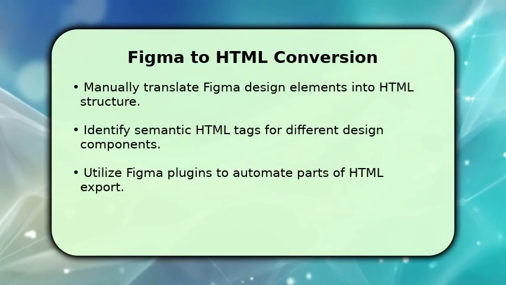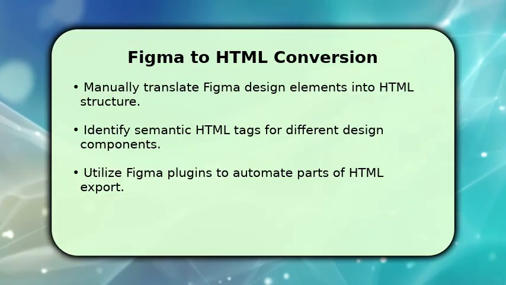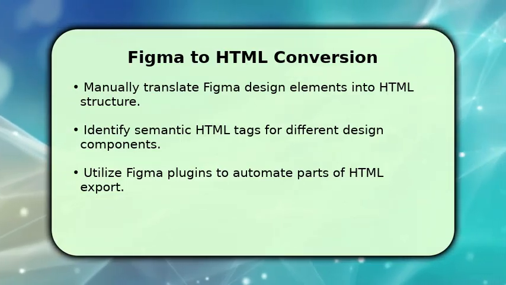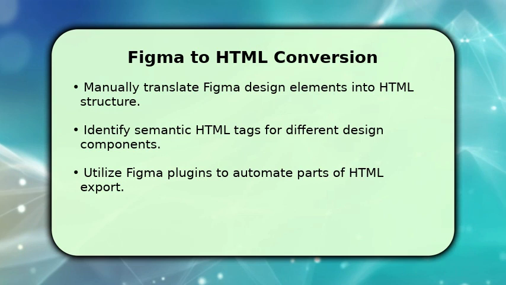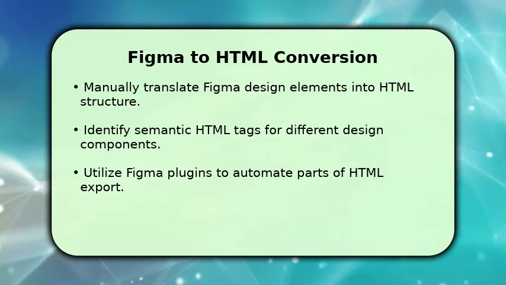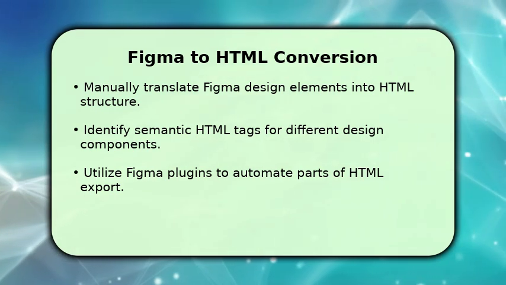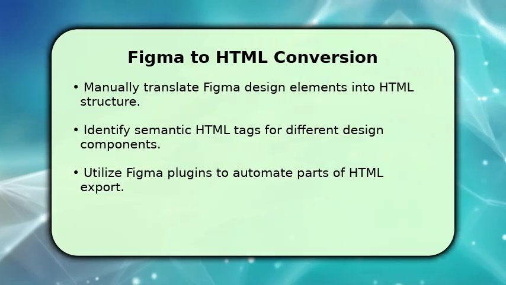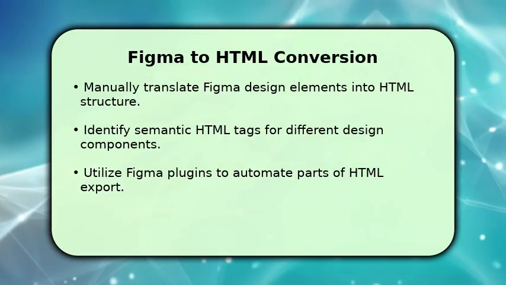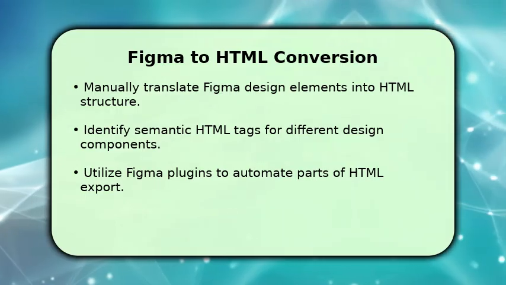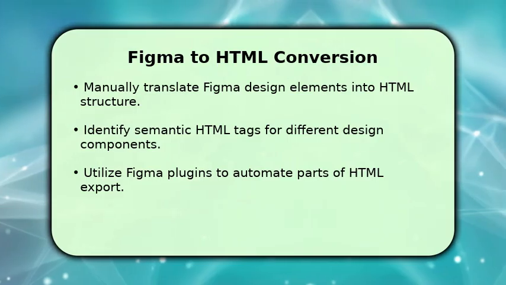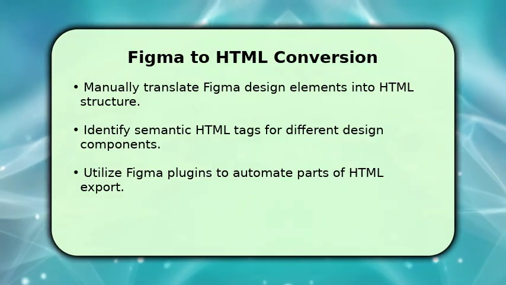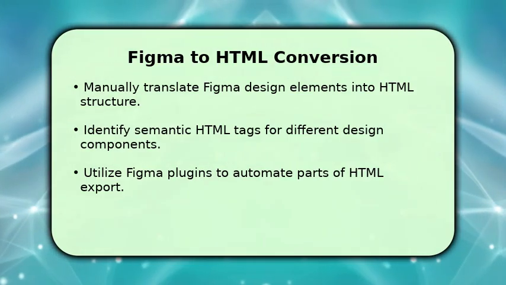Converting your Figma design to HTML involves translating visual elements into structured markup. You'll manually identify semantic HTML tags like header, nav, or section for your components. For faster development, explore Figma plugins that can automate initial HTML generation. Always review the output carefully, ensuring the code is clean, accessible, and follows modern web standards for optimal performance.